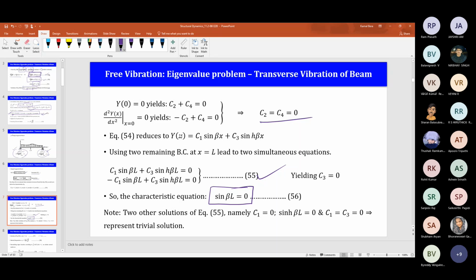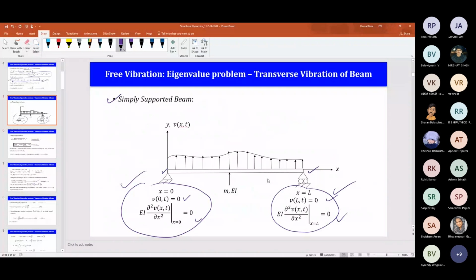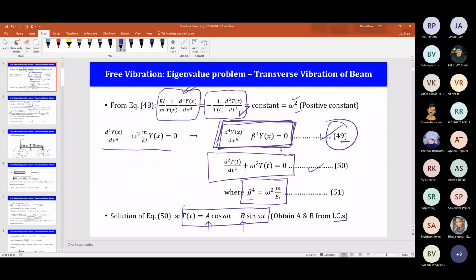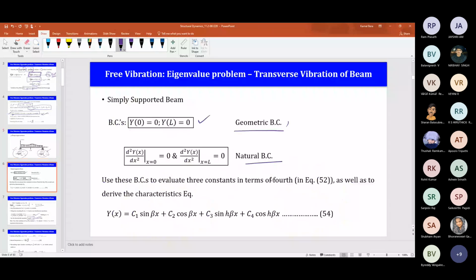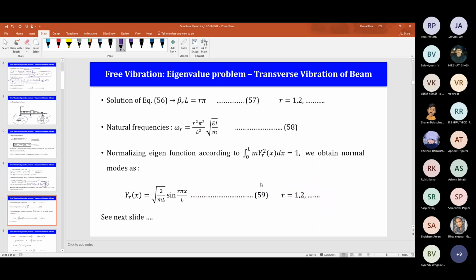Okay, what is that solution? So this is actually the characteristic equation. This is our equation number 49, an eigenvalue problem, EVP, for a continuous system. This is the characteristic equation, and this is the solution of the characteristic equation: beta r L equals r pi.